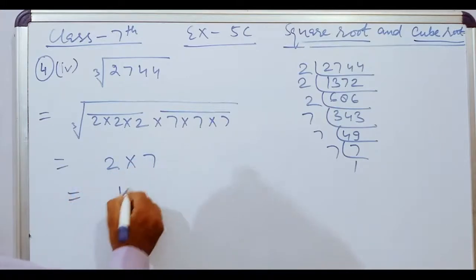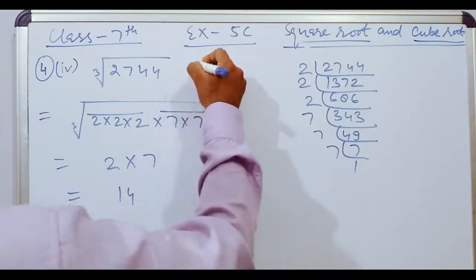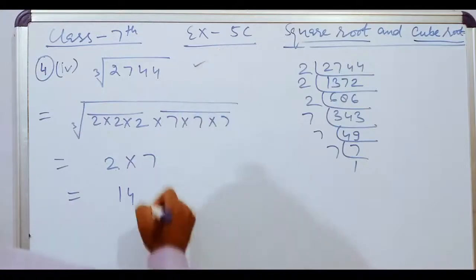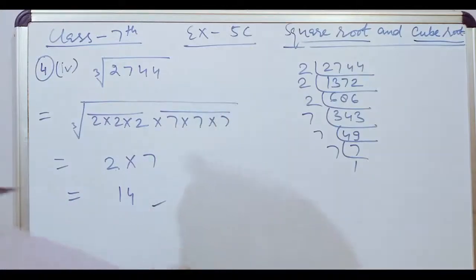Then 2 7s are 14. The cube root of 2744 is equal to 14. This is the answer. Okay.